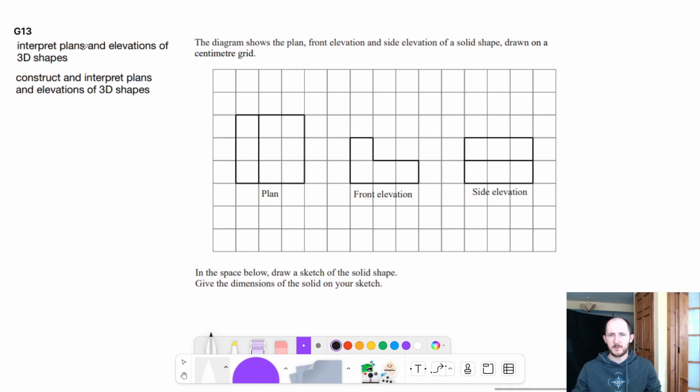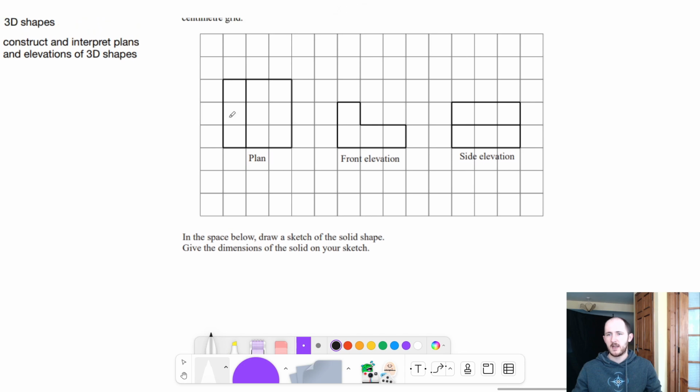For 13, you should be able to interpret plans and elevations of 3D shapes, construct and interpret plans and elevations of 3D shapes. So to draw this, remember a plan is a top-down view. So what this is telling me is that from the top down, it's 3 wide, but if you look at this line along here, it means that there's actually a break. And if you look at the front elevation, this is literally a view from the front, it looks like this. So you can see that part of it is going to bump up, which is where this comes from, and a side elevation shows you the look from the side.